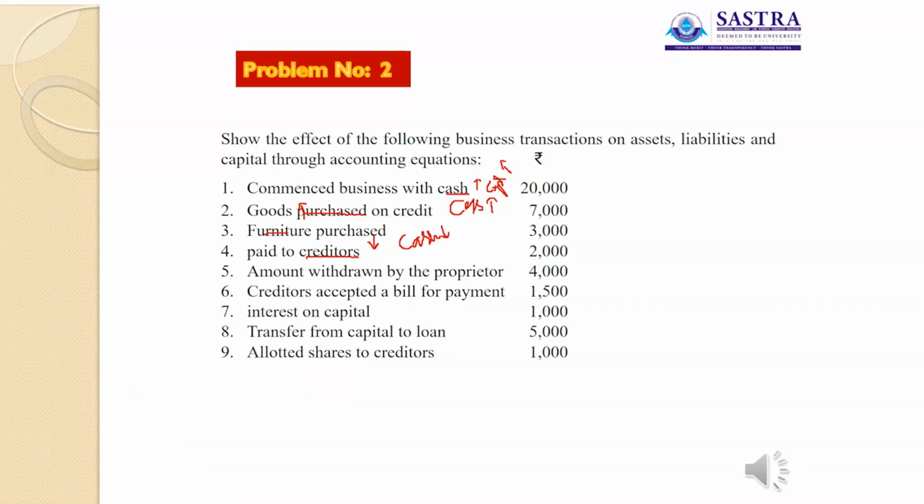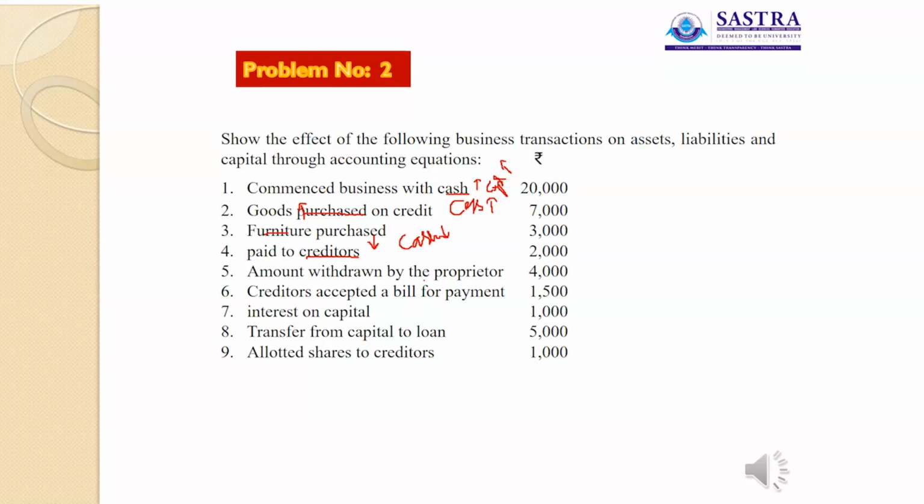So amount withdrawn by the proprietor, in the sense they don't write the personal use, so this is for official purpose. So cash increase, cash and another one is bank. So cash account will be increased rupees 4,000. Then creditor accepted a bill for payment. So there is bills receivable, bills payable. So we have to pay the bills payable to the creditors. So that is the liability for us. So that should be shown on the liability side.